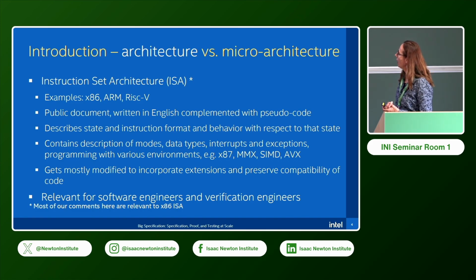So different architectures have different rules. For Intel, they always keep the legacy and expand the architecture, but the code that ran on an Intel machine 20 years ago is supposed to also run now, which brings a lot of complications. As I said, it's mostly relevant for software engineers, and verification engineers or simulators are written with respect to ISA.